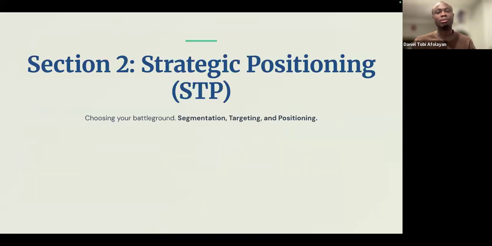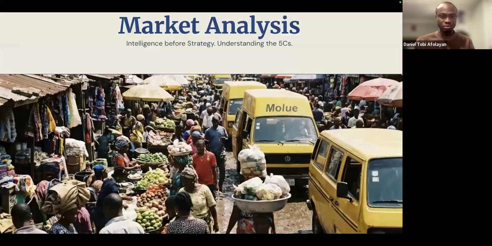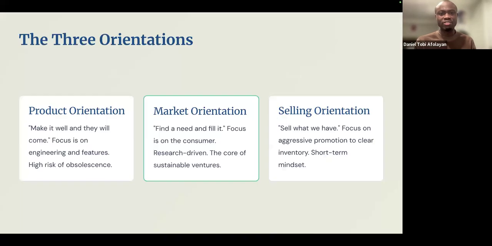We've spoken about the STP, segmentation, targeting, and positioning, and how you need to choose your battleground, the right place to target as a business owner. We've spoken about understanding the market before you strategize, and using the five C's as your market orientation. We spoke about the importance of using market orientation rather than just the product or selling orientation. Those were very critical things for pushing a market.